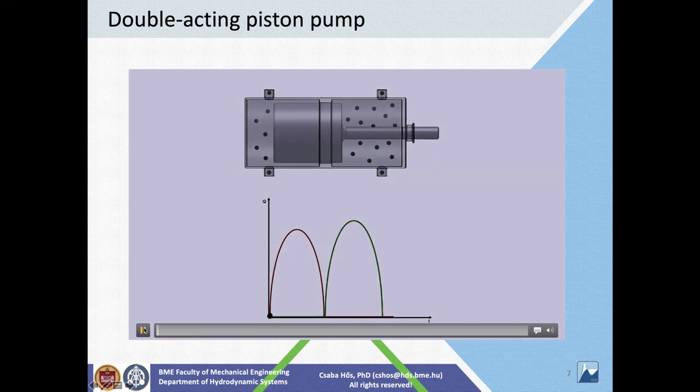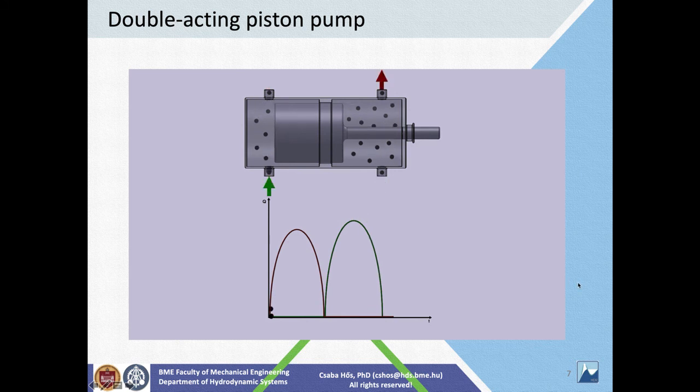I'm starting with a simple double-acting piston pump. As you can see, the piston moves back and forth. It's very important to have these check valves on the pressure side and suction side. And you also see that as the areas are different, the delivery flow rate is slightly different. So this is flow rate versus time. As you can see, the flow rate at the outlet is pulsating.